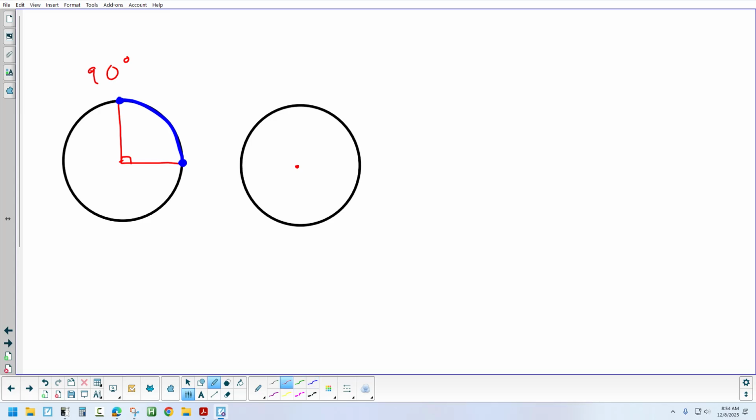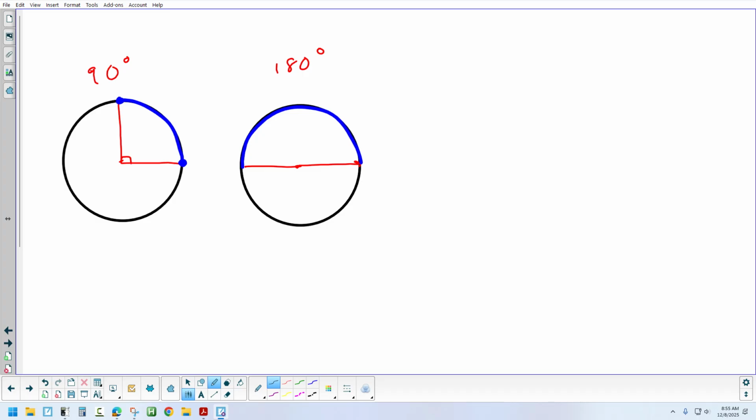Now I'm going to double the size of that angle. Okay, so if I double it, I'm going to have a 180-degree angle. Initial side, terminal side, and that's my arc now. Okay, so here's my question. I doubled the size of the angle. Does everyone agree 180 is double 90? What happened to the size of the arc?